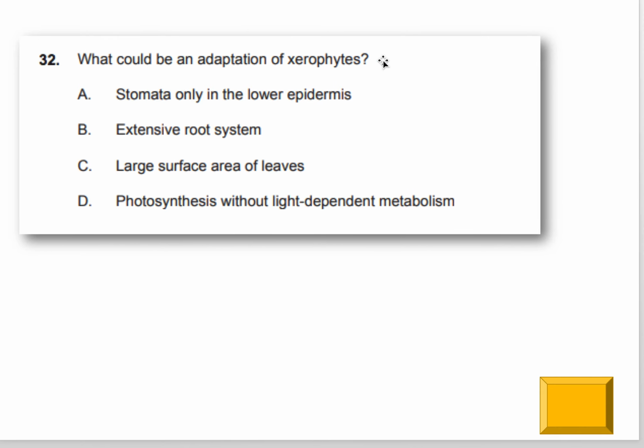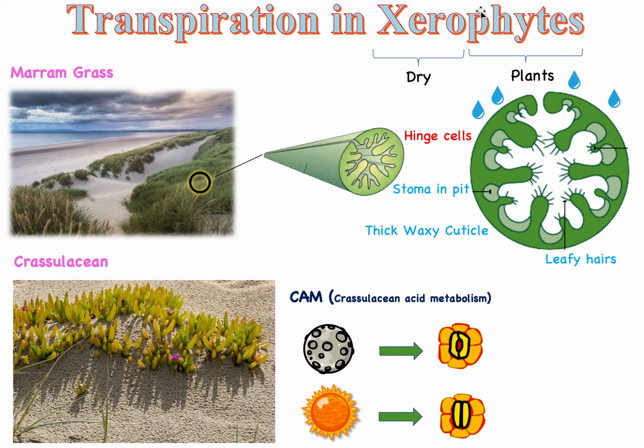Xerophytes are basically plants. Xero means dry and phytes means plant. So it's essentially a plant that can survive in extremely dry conditions, such as a desert. And in order to do so, it has a lot of adaptations to allow it to survive. For example, this is a leaf. If you look at this example, called marram grass, it has a leaf that folds up, and it folds up like this in order to prevent water loss.